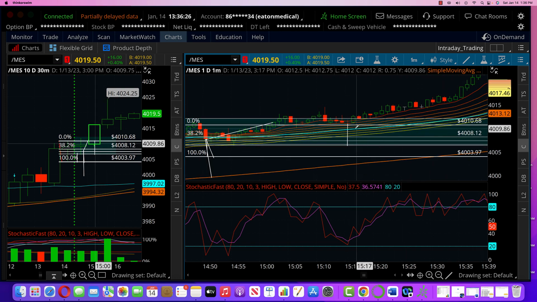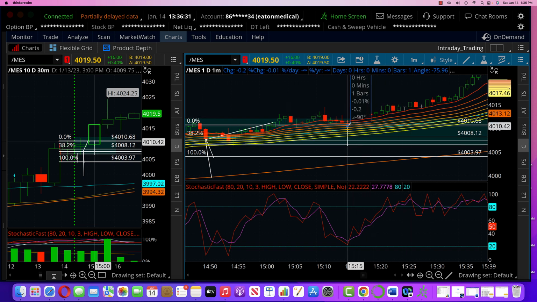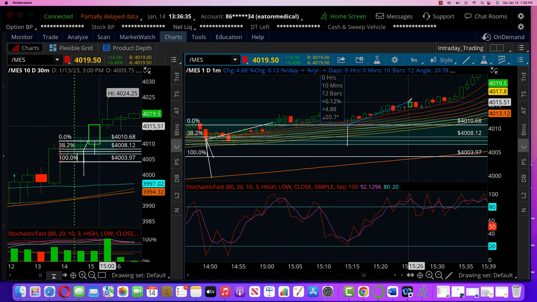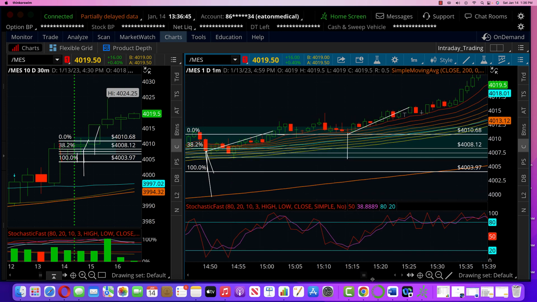And then when you get long, see, you want to get in on the close lower and get out when the market's making that push up. So that was a 1-to-1. Risk 5 to make 5. All right, let's do one more.